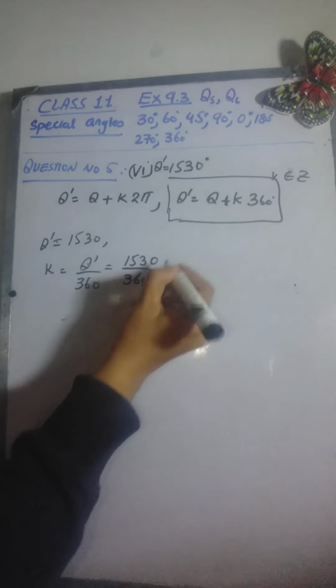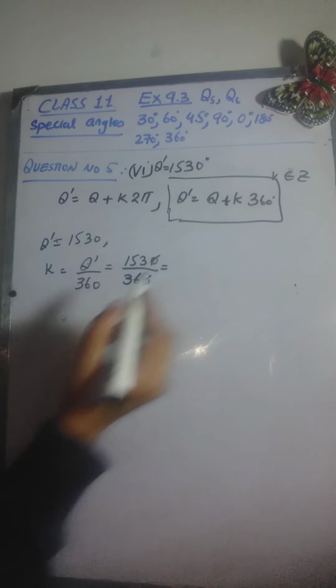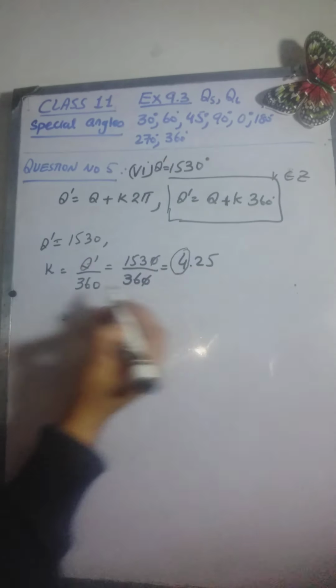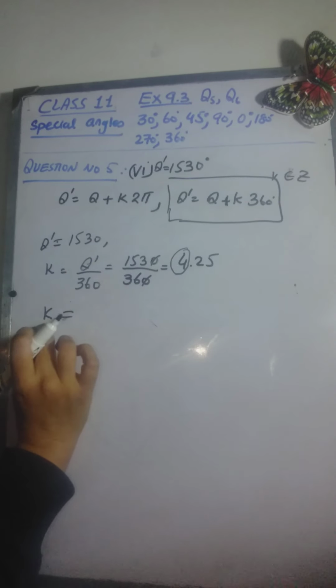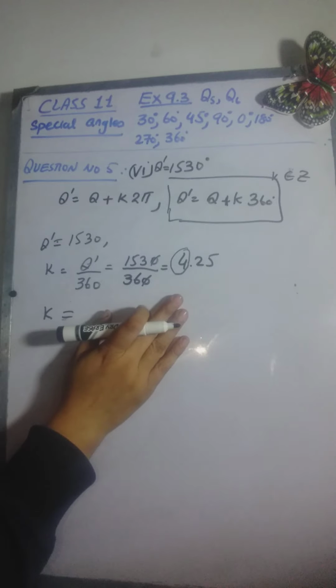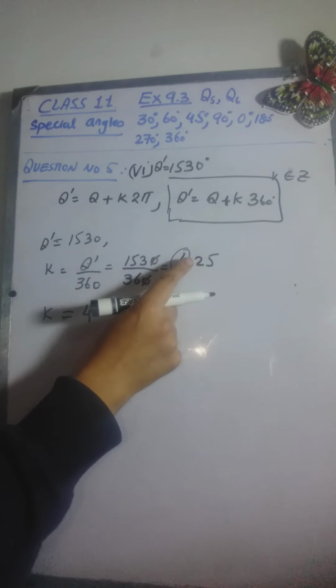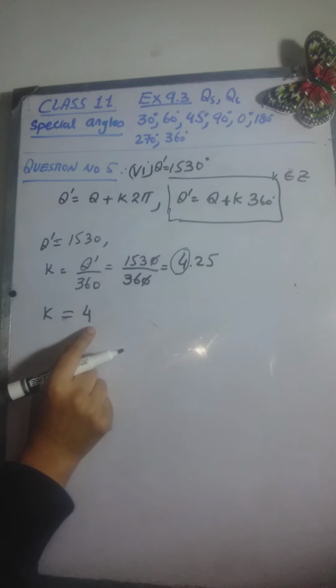Now dividing these two, if you make use of the calculator, 1530 divided by 360 gives us 4.25. As k is an integer, pick 4 only. This is just an approximation of k. We have to try whether k suits this expression or not, but this will give you the approximate value of k. Let k be equal to 4. Take the whole number only, not the decimal part. K will be the whole number of this number. K is equal to 4.